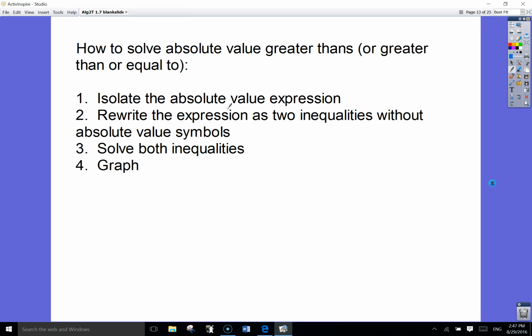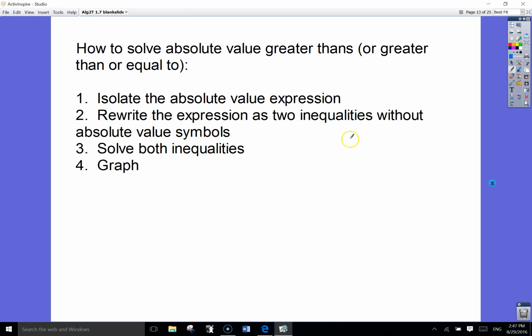Actually, it's an inequality. Rewrite the absolute value inequality as two inequalities without absolute value symbols, and then we're going to solve them both. I'm not going to say check your answers, because it's kind of hard to check an inequality like that. But you always graph these things. So we need to do that.